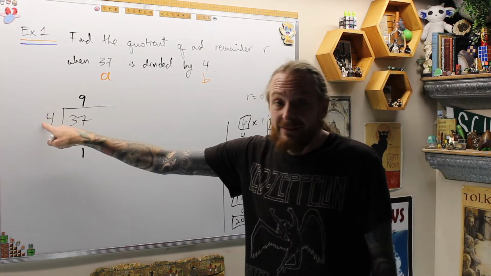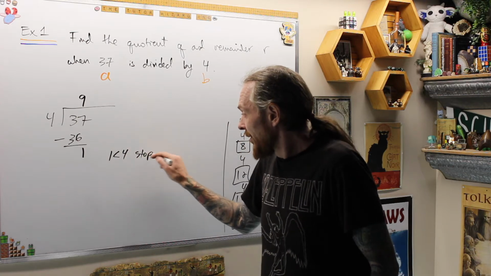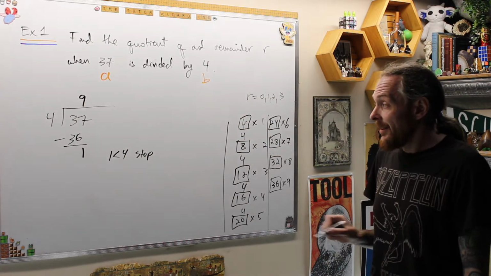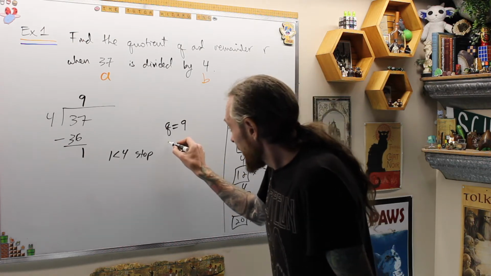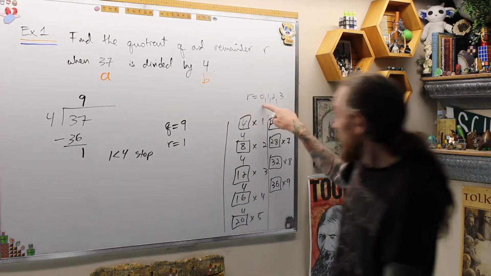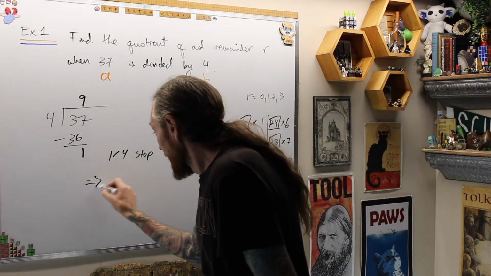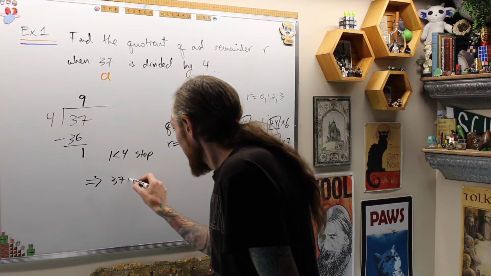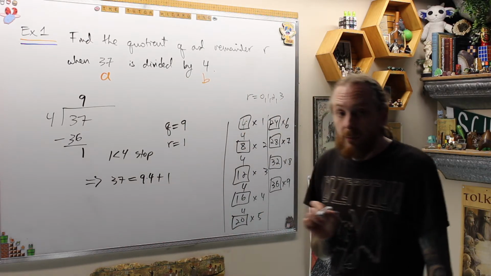Because 1 is less than 4, we can stop. And what that tells me is the quotient q is 9 and the remainder r is 1, which had to be one of those guys. And this tells me that 37 is equal to 9 groups of 4 plus a remainder of 1.